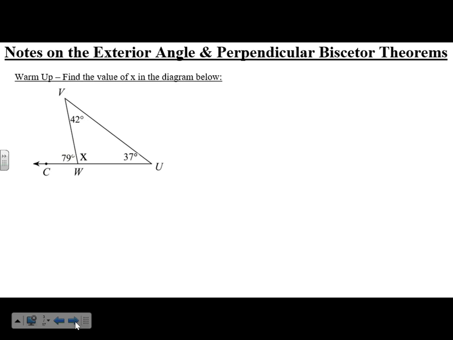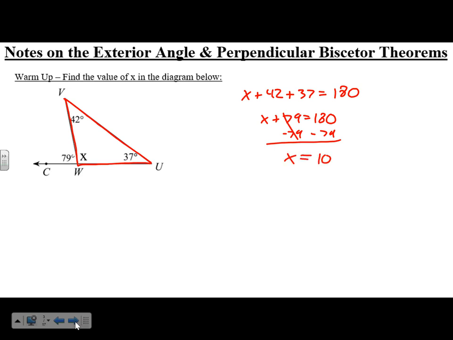One way you could look at this is some of you are going to say, all right, we have a triangle right here. So all three of those angles have to add up to be 180 degrees. So x plus 42 plus 37 is 180. 42 plus 37 is 79. Subtract 79 from both sides. You end up getting x is equal to 101.